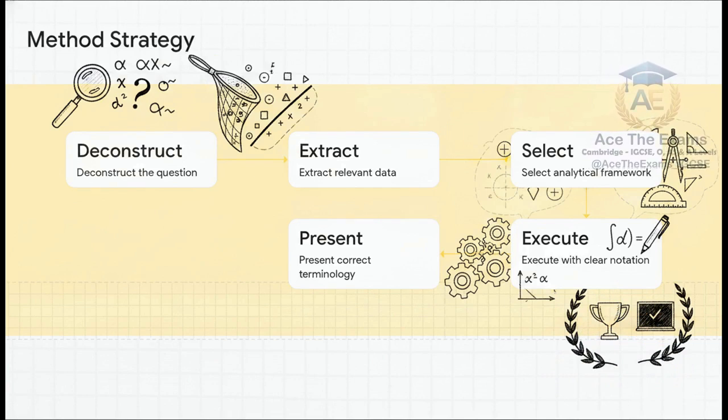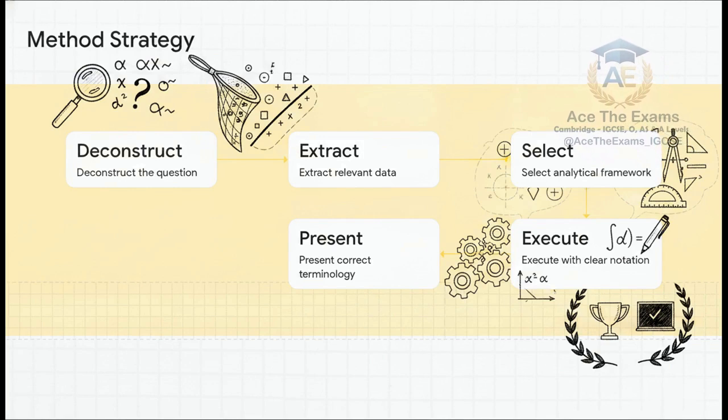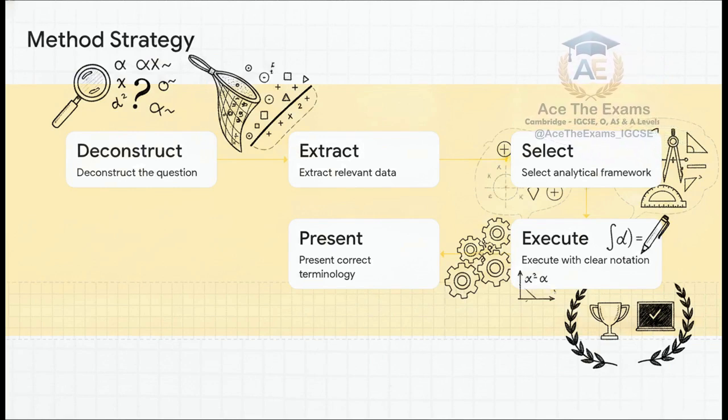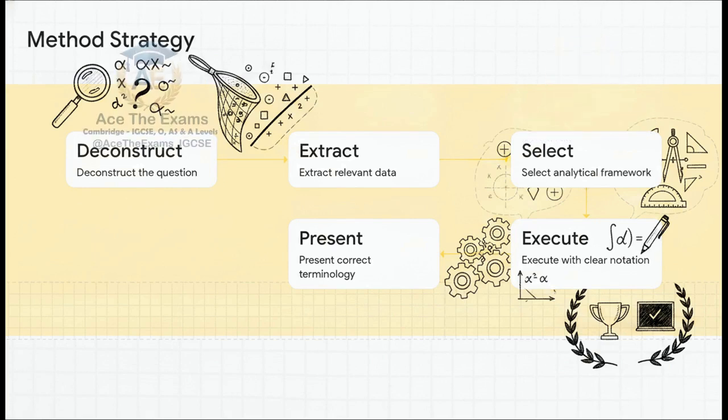Second, extract your boundary conditions and variable data. Third, select your analytical framework. This is the moment where you identify that, hey, sine squared x cannot be integrated directly. It must be transformed using the identity 1 minus cosine 2x all over 2. Fourth, execute your strategy with crystal clear notation. And finally, present the outcome with mathematically rigorous terminology.